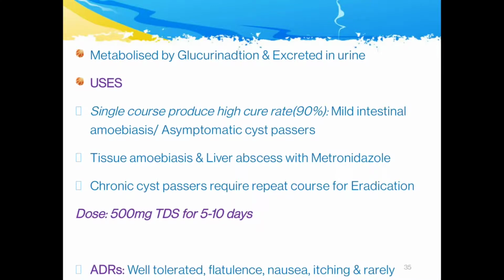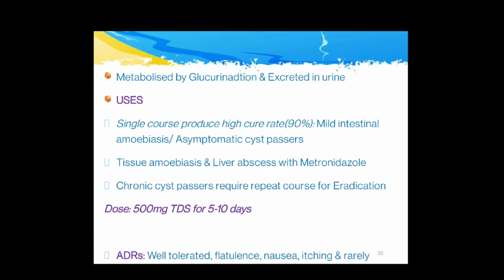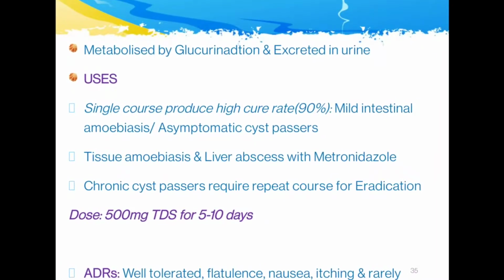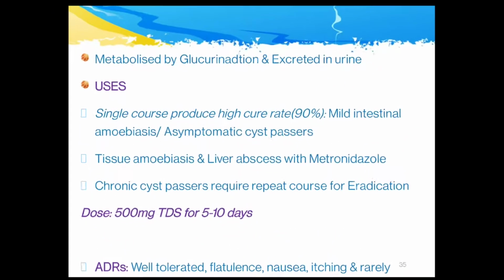So, the uses. A single course produces a high cure rate of 90%. It is used in mild intestinal amoebiasis, asymptomatic cyst passers, and tissue amoebiasis and liver abscess along with metronidazole. Chronic cyst passers require a repeat course of eradication. Dose is 500 mg TDS for 5 to 10 days. Adverse reactions: well tolerated; flatulence, nausea, itching, rarely.